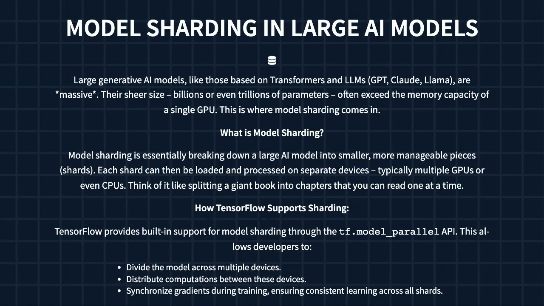Okay, so when we're talking about the really huge generative AI models like GPT or Llama, they're just massive, right? They have billions, sometimes even trillions, of parameters. That means they need a ton of memory to run, and often one single GPU won't cut it. That's where model sharding comes in. It's basically like splitting the model up into smaller pieces so you can fit them onto multiple devices, usually GPUs. TensorFlow makes this super easy with its TF Model Parallel API, letting you divide the model and distribute the computations across those devices.